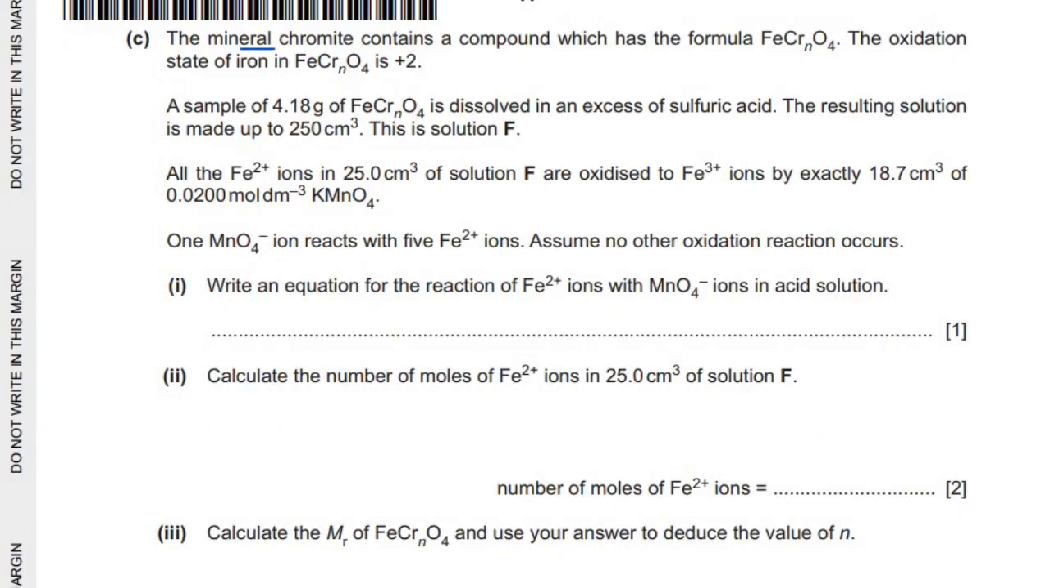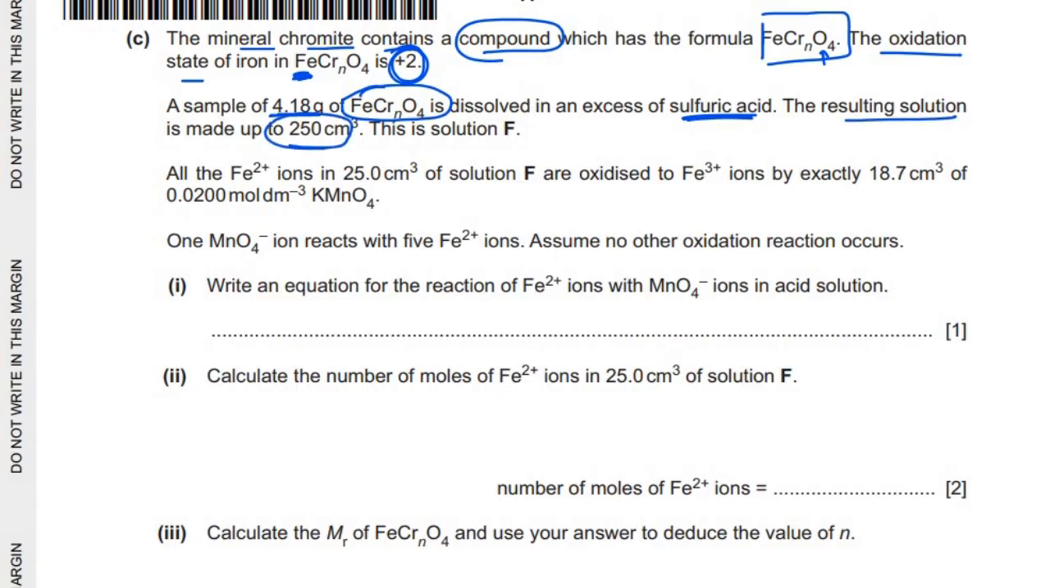In the C question, the mineral chromite contains a compound which has the formula given here, where we have Fe, chromium with N number, and oxygen 4. The oxidation state of iron in it is +2. It's given. Now a sample of 4.18 gram of this compound is dissolved in excess sulfuric acid. The resulting solution is made up to 250 centimeter cube. This is solution F. So solution F is what? When this compound is mixed with sulfuric acid and made up to 250 centimeter cube, that is solution F.